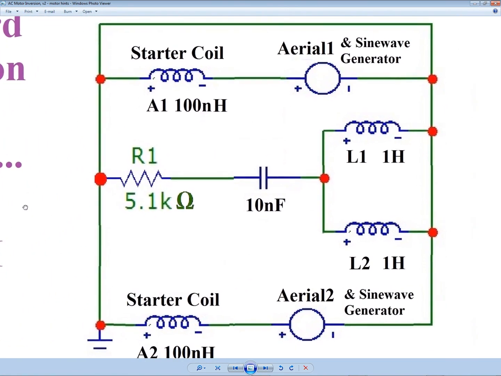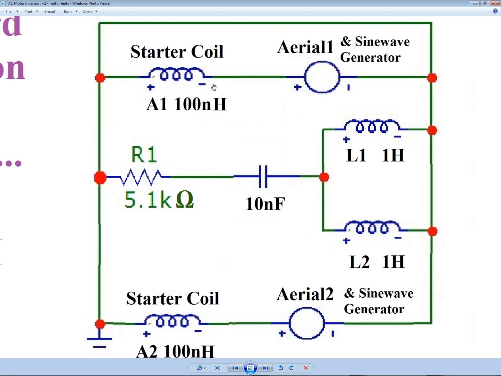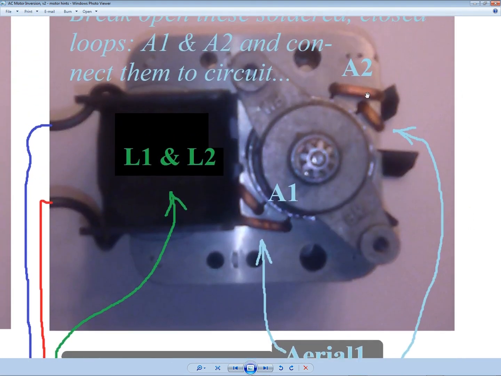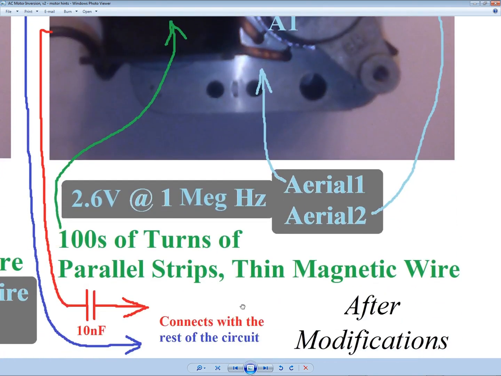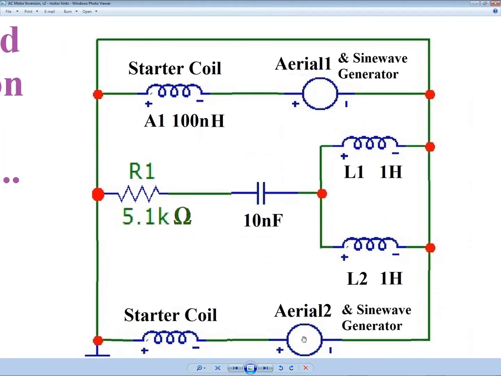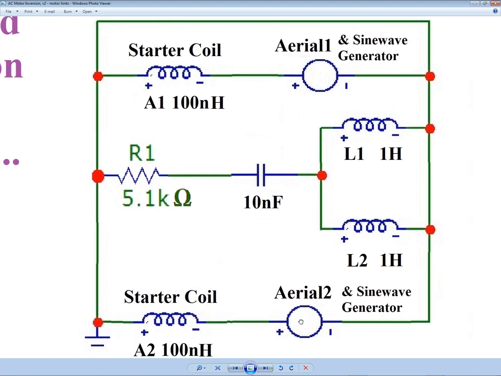Okay? Now here's the starter coil, and I'm assuming, I don't know this, but for the purposes of the simulation, I'm assuming a value of 100 nanohenries. So 100 nanohenries here, 100 nanohenries here, and 1 Henry on each of the bifilar windings here for an AC motor to run an electric car, to be comparable to a 2002 RAV4 EV from Toyota.